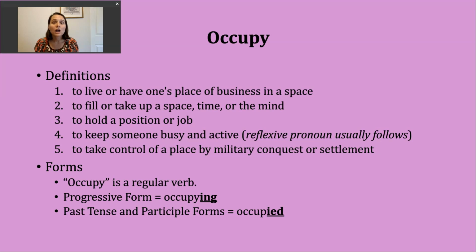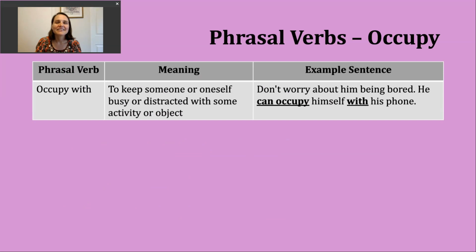Our base verb, occupy, ends in a vowel sound, and vowel sounds are always voiced. So our past tense ending is going to make a D sound. Occupied, occupied. Now, let's take a look at one phrasal verb with occupy.